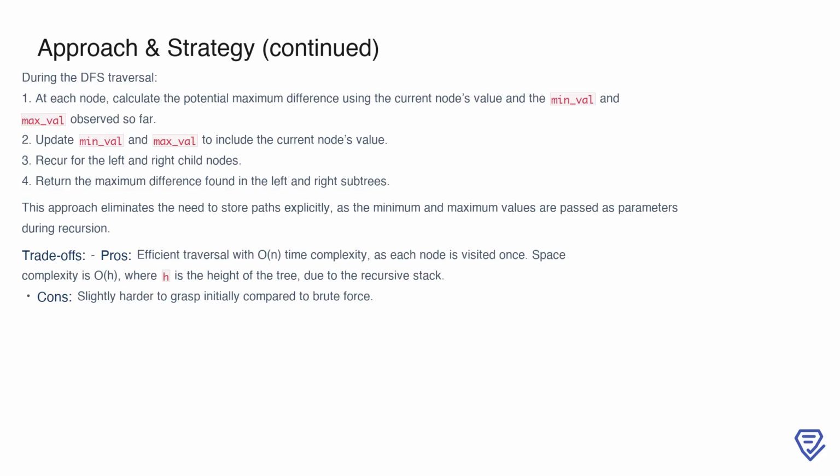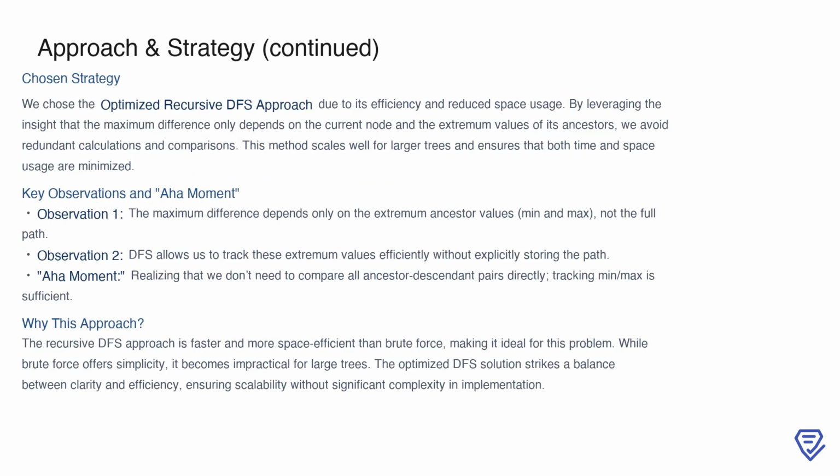While this method may feel less intuitive at first, its efficiency and scalability make it an attractive solution for this problem. Ultimately, we selected the optimized recursive DFS approach for its efficiency and minimal space usage. By recognizing that the maximum difference depends only on the extremum ancestor values, namely, the minimum and maximum, this method avoids the inefficiencies of the brute force approach.